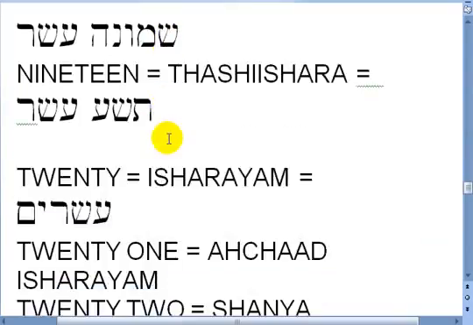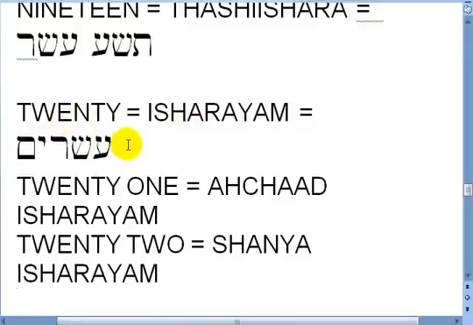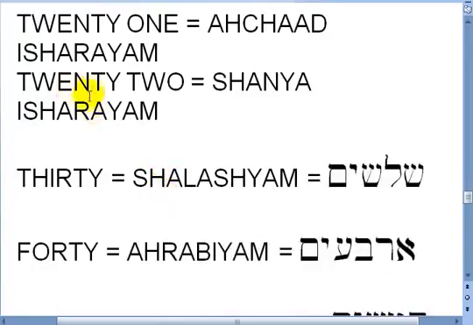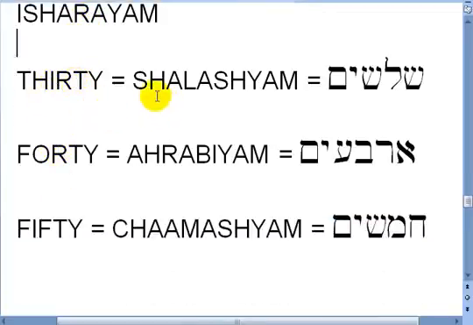Same thing when you get down to 20. 20 is Aisharayum, which is 10 plural. And then if you want to make it 21, you will put Akkad, which is 1, Aisharayum, which is 20. So on and so forth, all the way till you get down to 30. Now 30 is Shalash Yum. Shalash is 3, and the Yum is like making it plural. So Shalash Yum is 30.